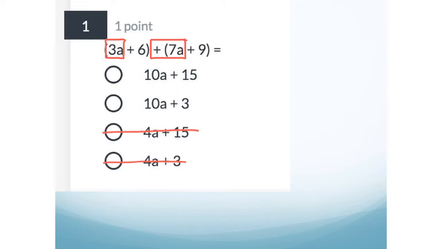Now we want to look at the terms that do not have variables. These are called constants. We have a positive 6 and a positive 9. When we add these together, we get 6 plus 9 is 15. That leaves us with the answer 10a plus 15.